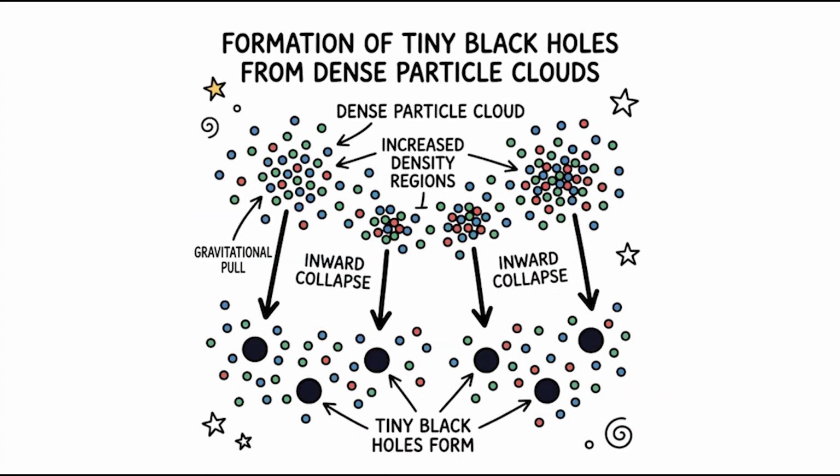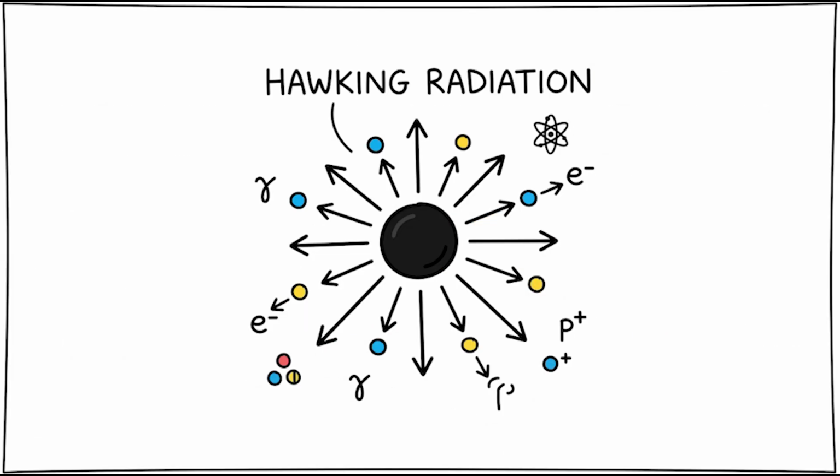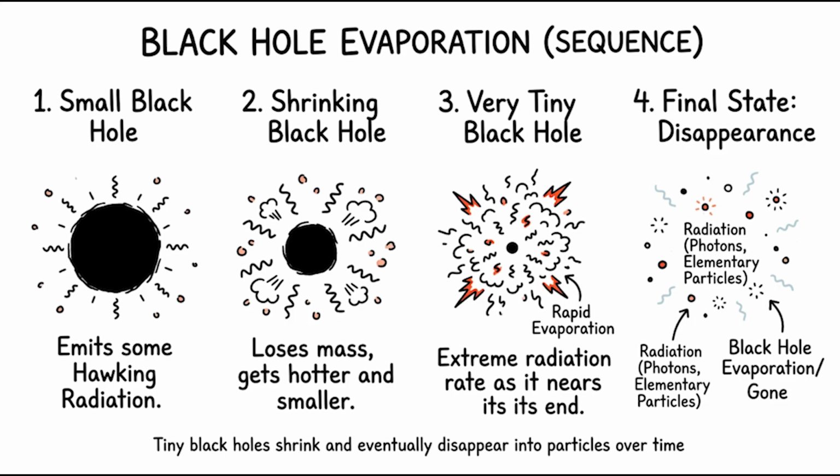If those regions were dense enough, they could have collapsed directly into tiny black holes. No stars required. These primordial black holes could be extremely small. Some might be the mass of a mountain, compressed into something microscopic. Very small black holes would slowly lose energy through something called Hawking radiation. Basically, they can evaporate over time. The smaller the black hole, the faster it disappears. Some might have already completely evaporated.